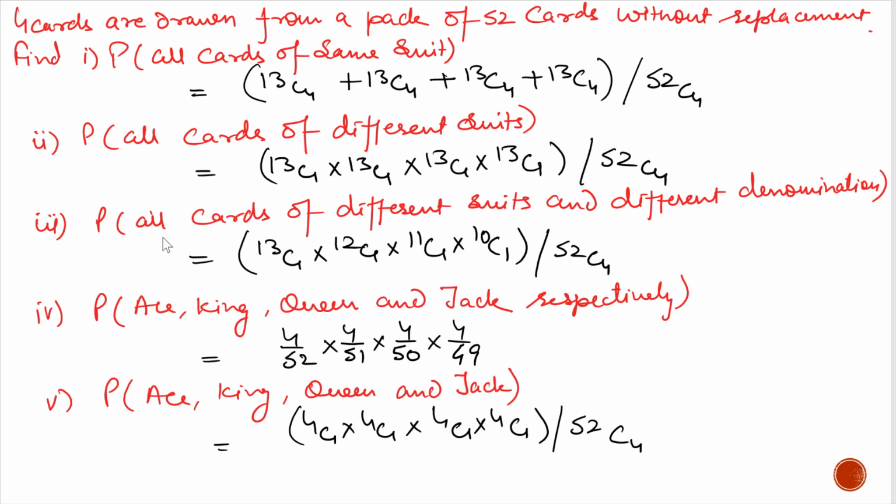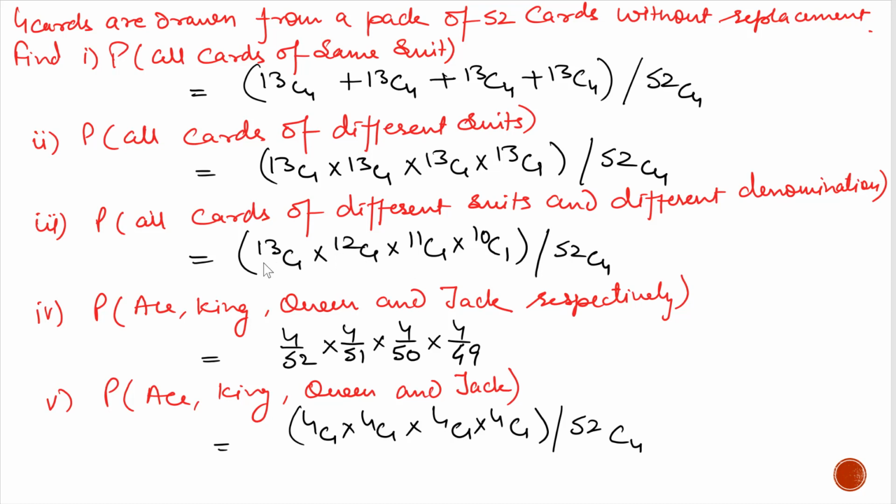Next part, probability of all cards of different suits and different denominations. The number must be different. So in denominator we will get the total events 52C4. But when we draw the first card from heart, it is 13C1. From this cards we will get king. So in the next diamond one, we have only 12 options. So chances are 12C1. Similarly, the next one is 11C1 and the last one is 10C1. We use multiply here because they are different.